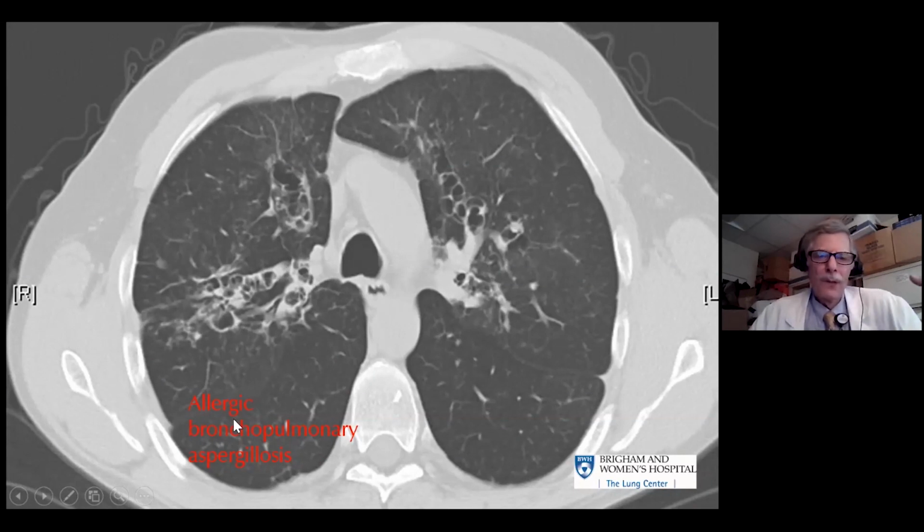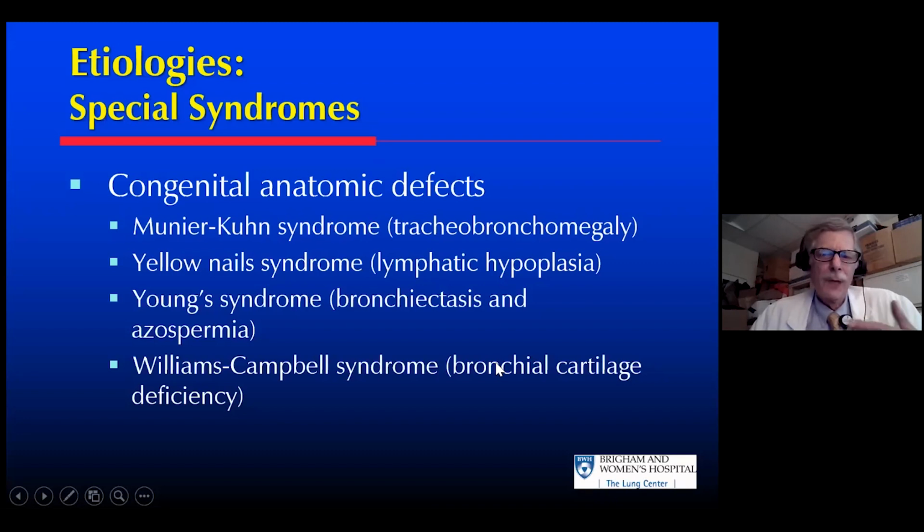For those taking the boards, I put in some of the unusual causes of bronchiectasis: tracheobronchomegaly, yellow nails syndrome. No, it wasn't my cigarette smoking that made my nails all yellow. It's associated with lymphatic hypoplasia, pleural effusion, and bronchiectasis. Young syndrome, which overlaps with cystic fibrosis and its association with azoospermia, and this genetic disorder, Williams-Campbell syndrome, with bronchial cartilage deficiency. So what's our treatment for these patients with bronchiectasis?